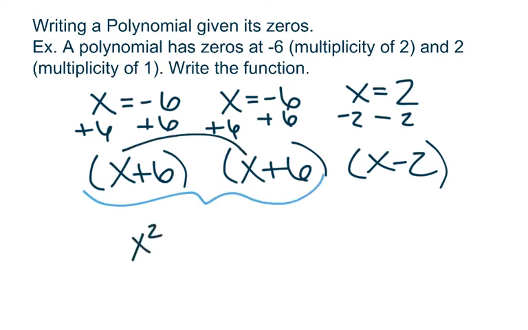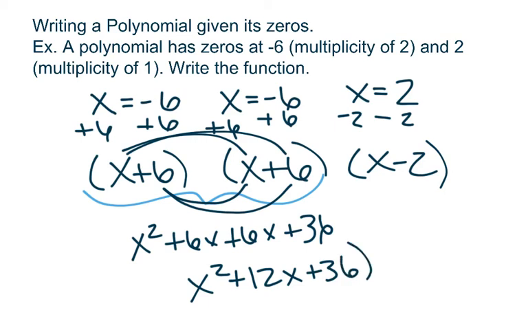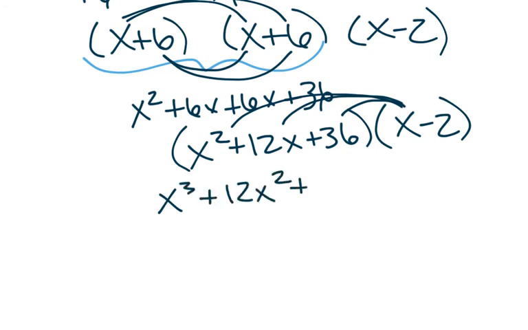x times x is x squared. x times 6 is 6x. 6 times x is 6x. 6 times 6 is 36. I'm going to go ahead and add my like terms together. I'm going to put this back in parentheses because I still have to distribute x minus 2. Okay, so I'm going to distribute the x to everything. Alright, and now I have to distribute the negative 2 to everything.